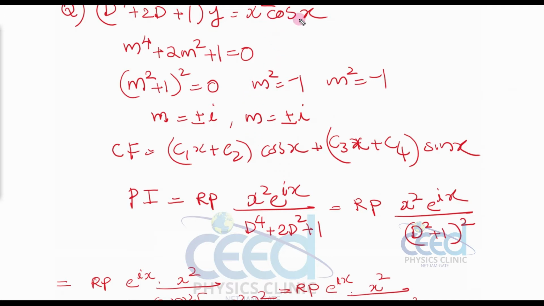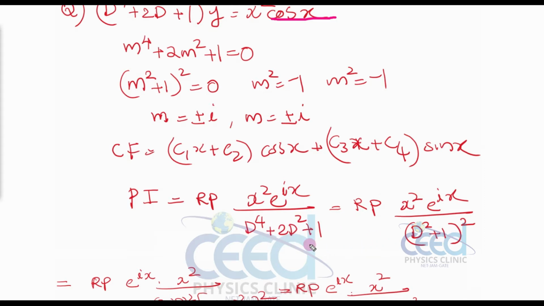Instead of this cos x I am applying the real part of e^(ix). So x square into the real part of e^(ix) divided by f of D, that is D^4 + 2D^2 + 1. That is the real part of x square e^(ix) divided by (D^2 + 1) the whole square.